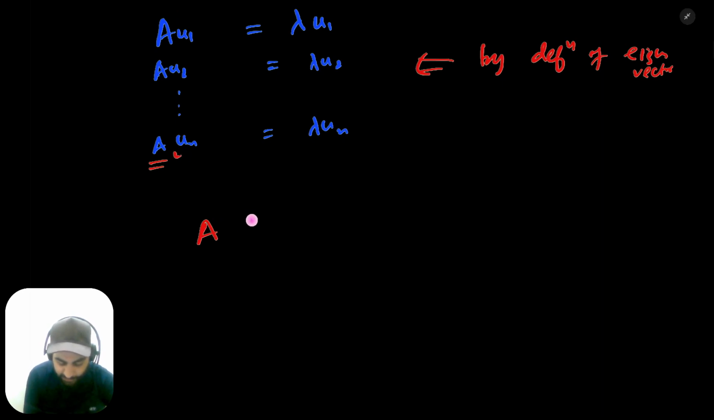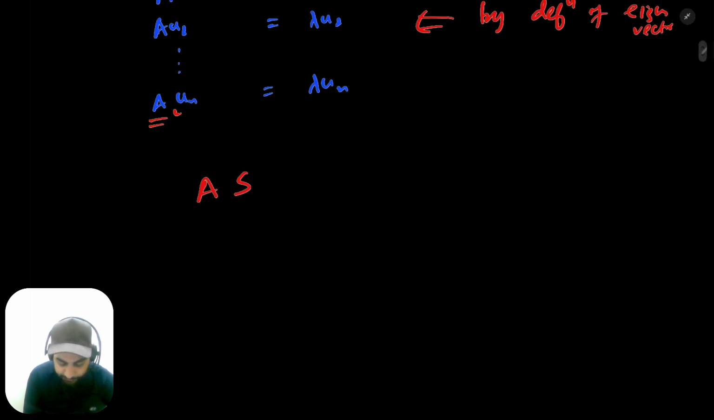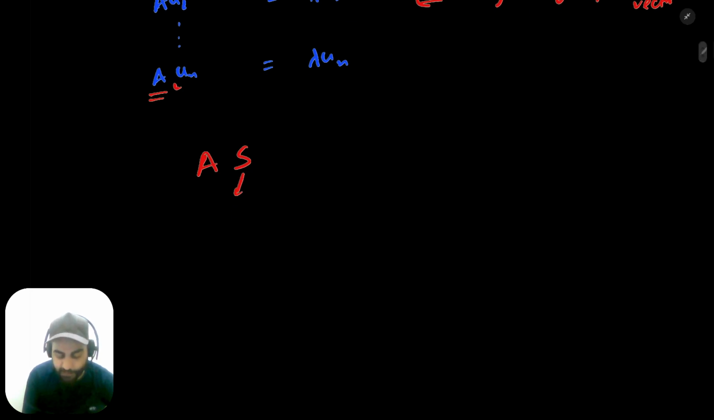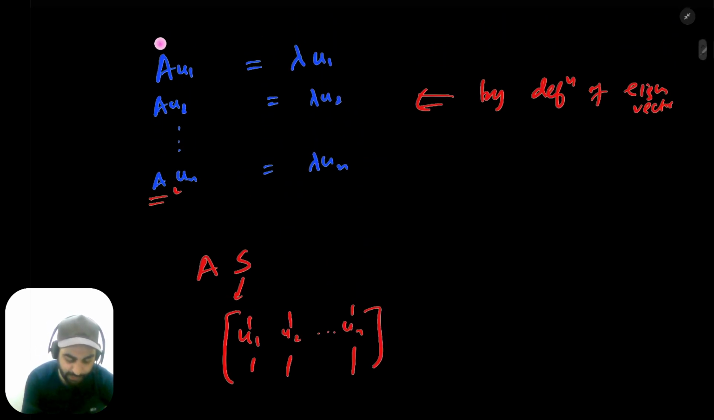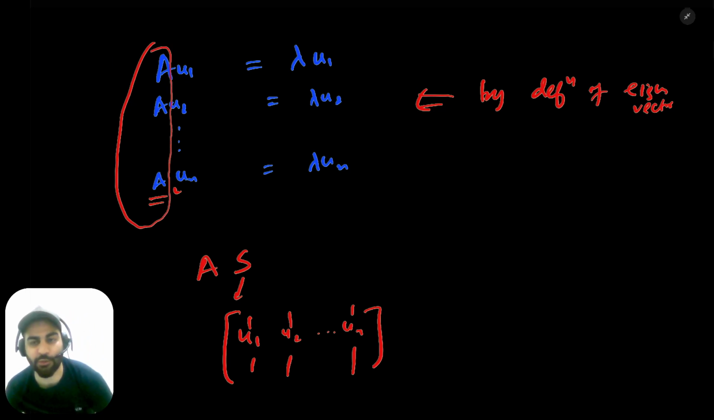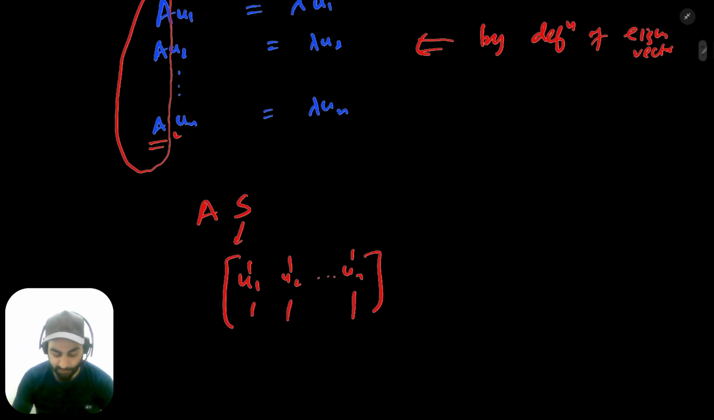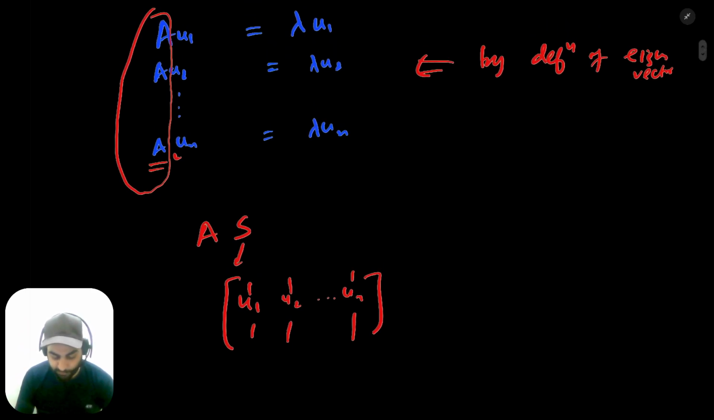So this I can write like this, S. S here is, if you just expand this one, u1, u2, and so on till un, like this. This is this S. So I'm just writing it all together. This A will be separated out, and this matrix u1, u2, they will be separated out. So let me just write it clearly.